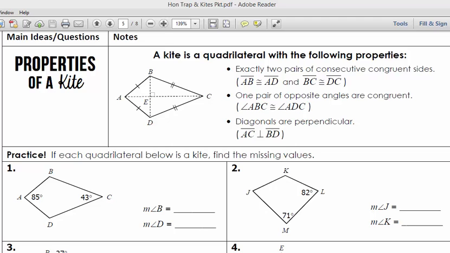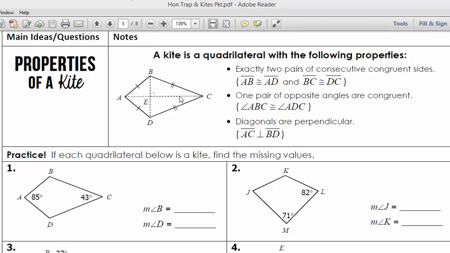I'm going to take you through the PowerPoint or the notes on kites and take you through a couple examples. All right, a kite is a quadrilateral that has the following properties. It's kind of unlike the other ones we've talked about. It has exactly two pairs of consecutive congruent sides.